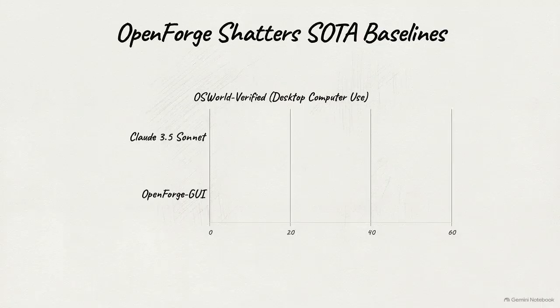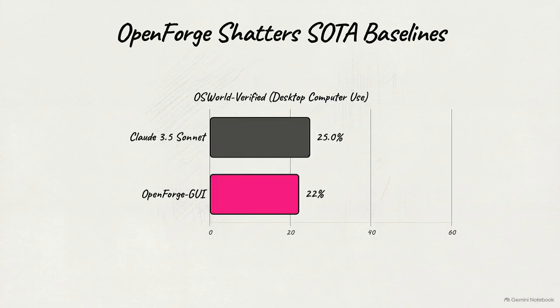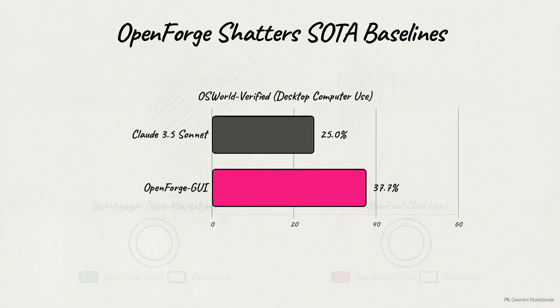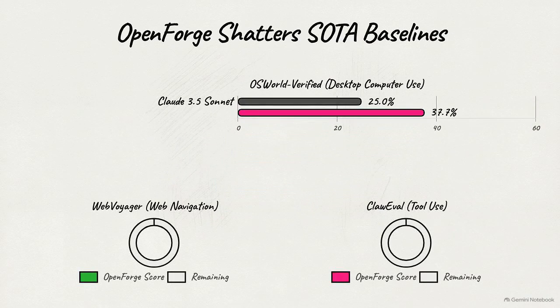This bar chart displays the primary empirical result of harness-native RL training. On the complex OSWorld-Verified benchmark, OpenForge GUI reaches 37.7%, surpassing the Claude 3.5 Sonnet zero-shot baseline. The system achieves similar cross-domain results, hitting 72.3% on live web navigation through WebVoyager, and securing a 31.7% pass@1 rate on standard tool use via ClawEval.